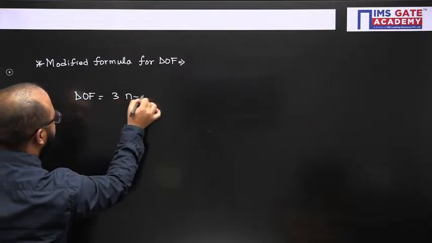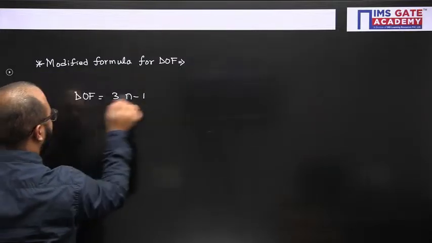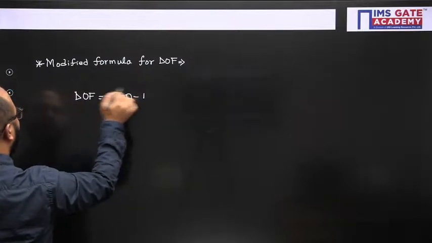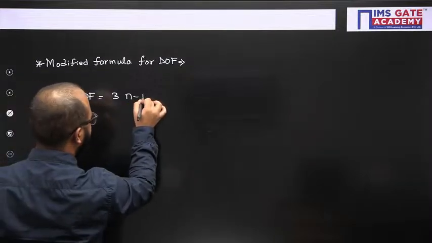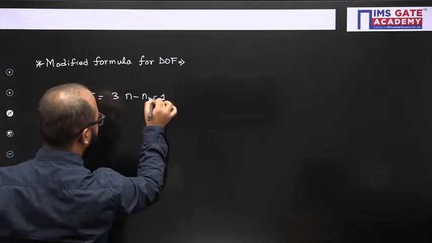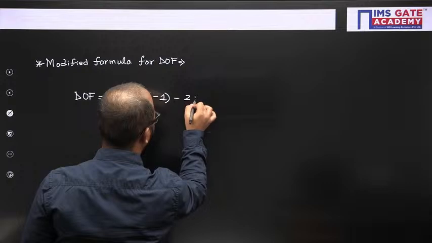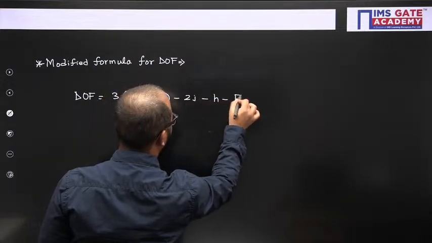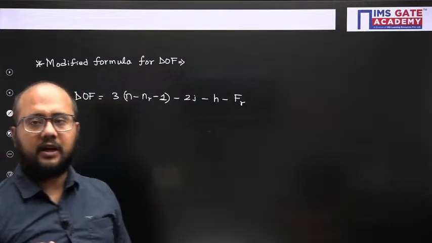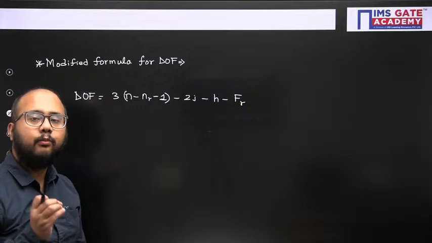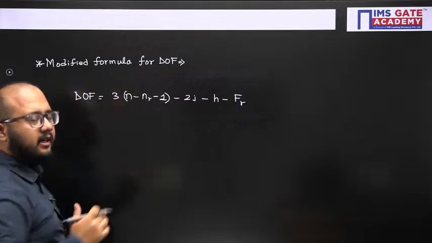Three into n minus one, okay. Let us write n minus nr, where nr is the redundant number of links, minus 2j minus h minus the redundant degree of freedom, like that. So this will be the modified formula here, guys. The redundant degree of freedom you have to subtract.